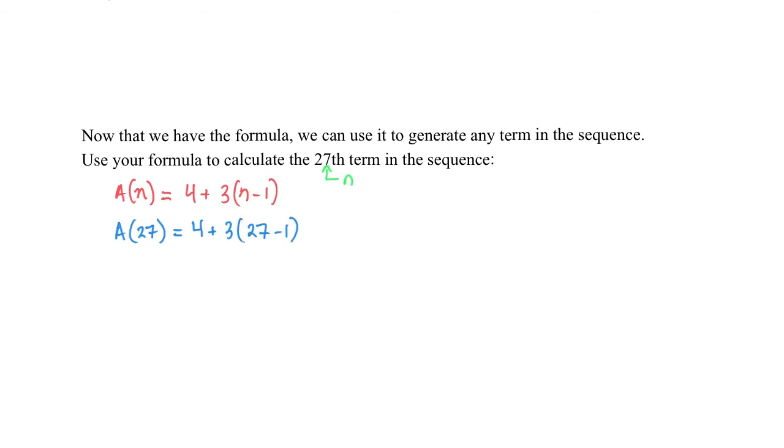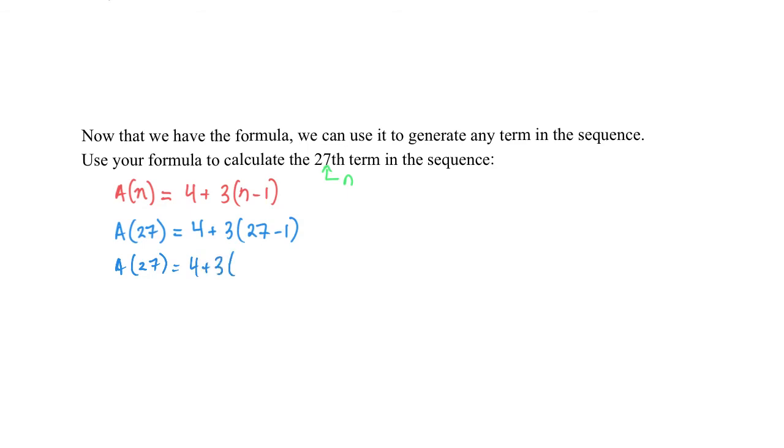Now, there's nothing to do on this side. I don't want you to think of this like an equation. I know it looks like an equation, but it's actually not an equation. It's something kind of similar. Nothing gets done on this side. All you're doing is simplifying this side. So the A of 27 stays, and then we simplify.